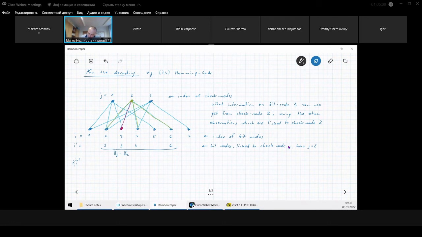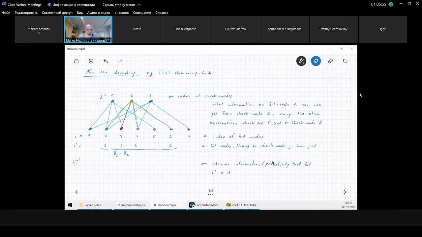And this P int is the intrinsic information. So what do we know about our bits? Intrinsic information. Well, it's more a probability than an information. Probability that bit I prime is a 1.